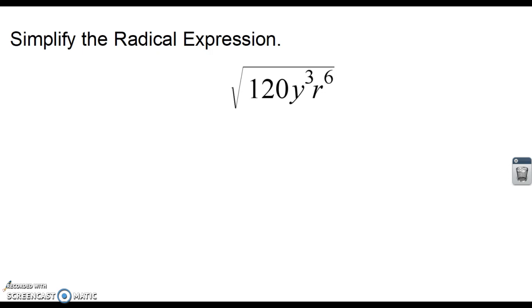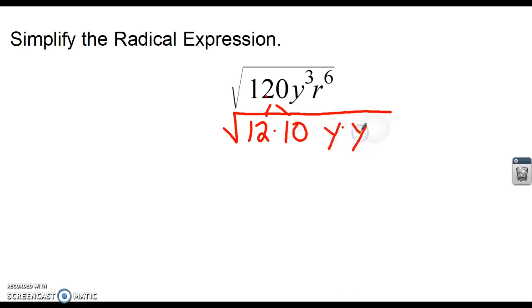My goal here is to simplify the radical expression. The way that I do that is by factoring. I want to take this radicand, and I want to factor it into as much as I can. Remember, the radicand is the thing inside the square root. So 12 times 10 is 120, so I'm going to factor it out that way. Now I have 3 y's, and I have 6 r's.